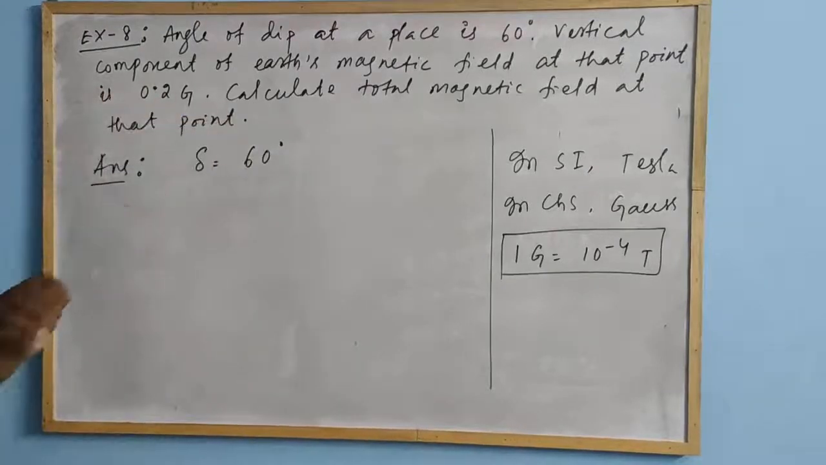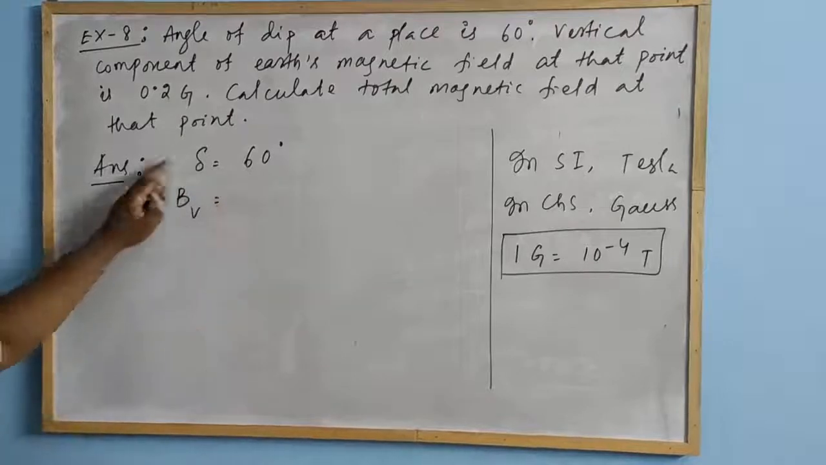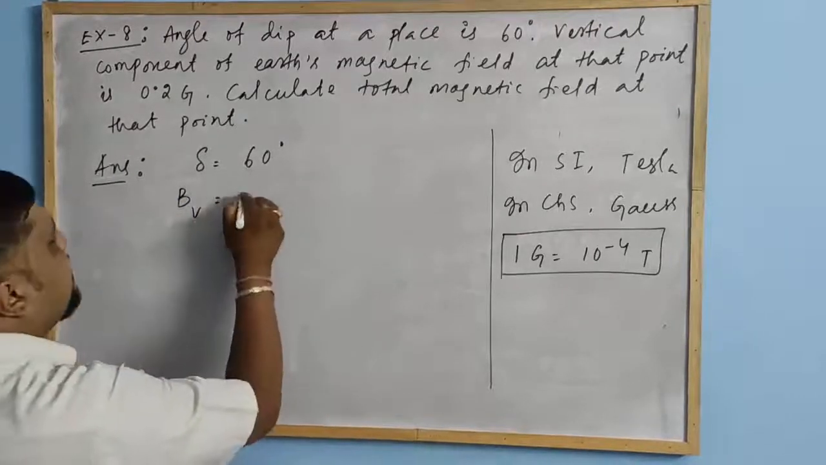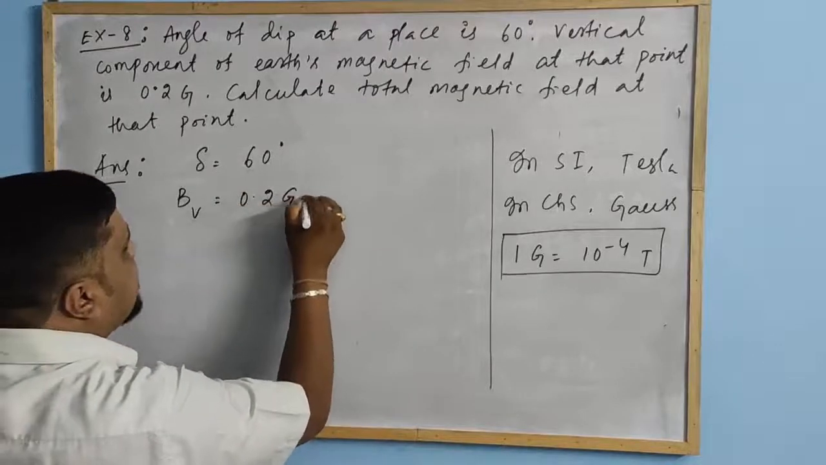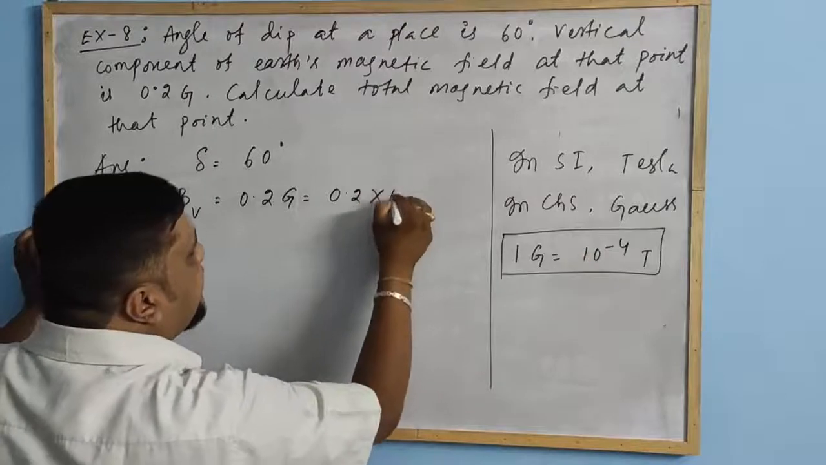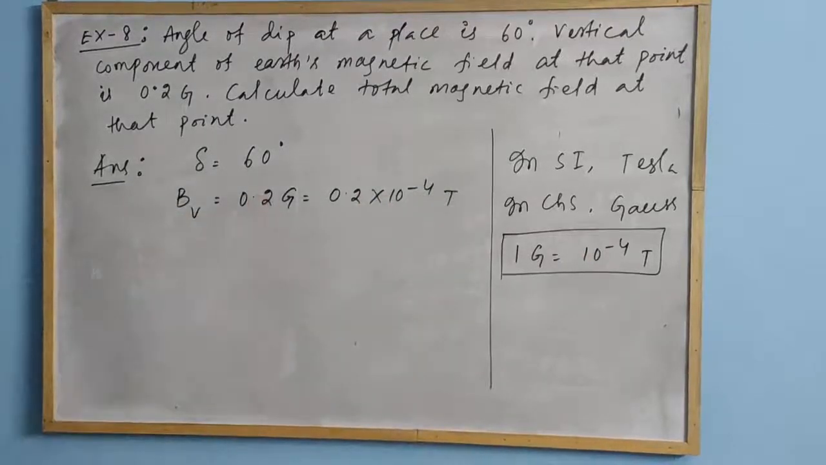Vertical component of Earth's magnetic field. For notation purposes I am taking the vertical component as B_V. So B_V is equal to 0.2 Gauss. 1 Gauss is equal to 10 to the power minus 4 Tesla, so 0.2 into 10 to the power minus 4 Tesla. I'll make this in SI. Clear? So this is my B_V.